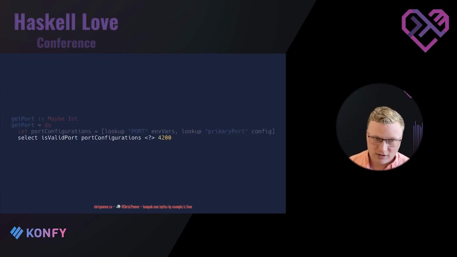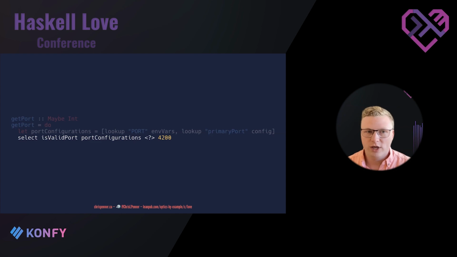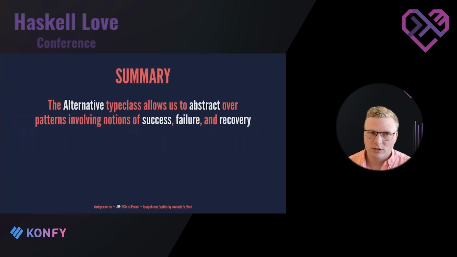Now, we can select for a valid port amongst all of our port configurations. That's going to scan from left to right and see, did we get a port from our environment? Yes, no. Is it a valid port? Yes, no. Okay, if we didn't find one there, scan to the right. We're going to keep going. If we make it to the end of that list, the whole thing is going to fail. And in that case, we can default to port 4200. So we can see, even though this select and this default know nothing about maybe necessarily, they actually allow us to write some really cool combinators as a result.